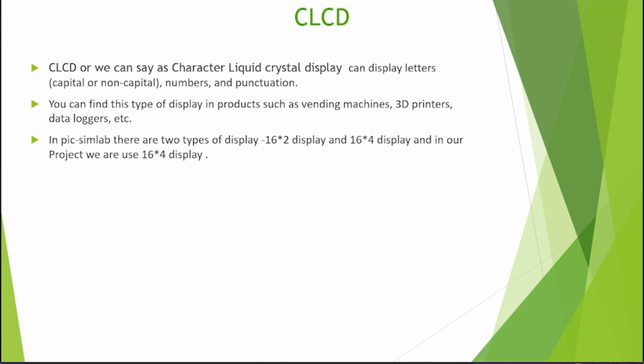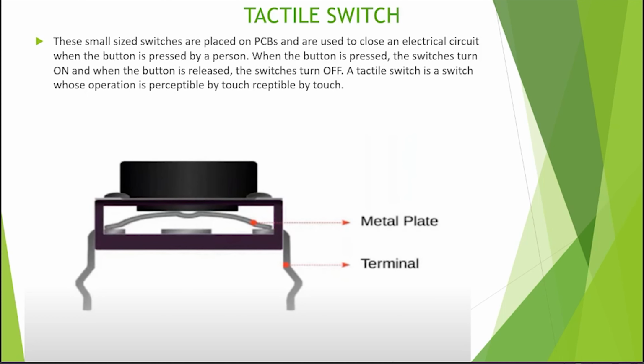Now we talk about the tactile switch. These small-size switches are placed on PCBs and are used to close an electrical circuit. When the button is pressed by a person, the switch turns on, and when the button is released, the switch turns off. A tactile switch, in simple terms, turns on whenever we click it and turns off when we release it. So this is the metal plate and these two are the terminals.